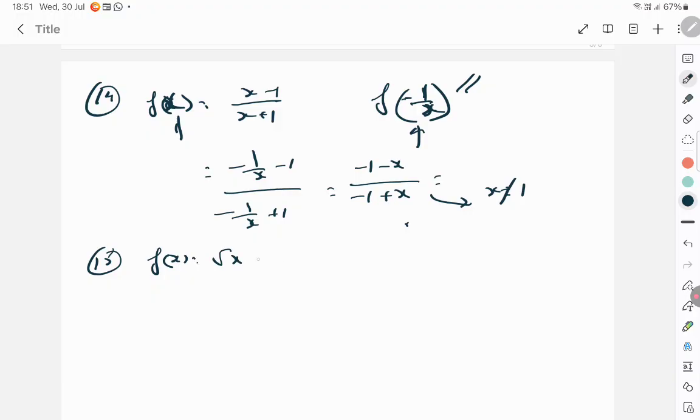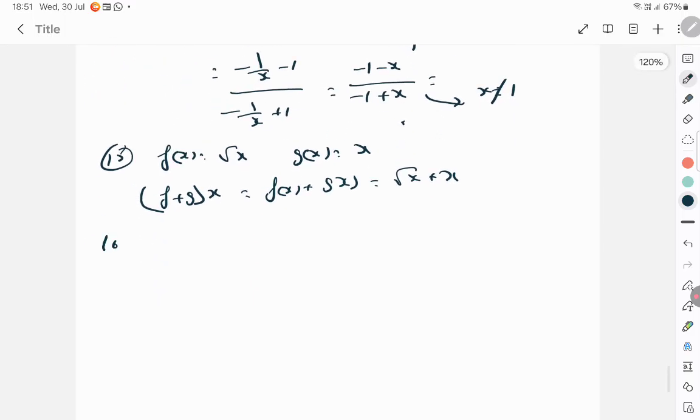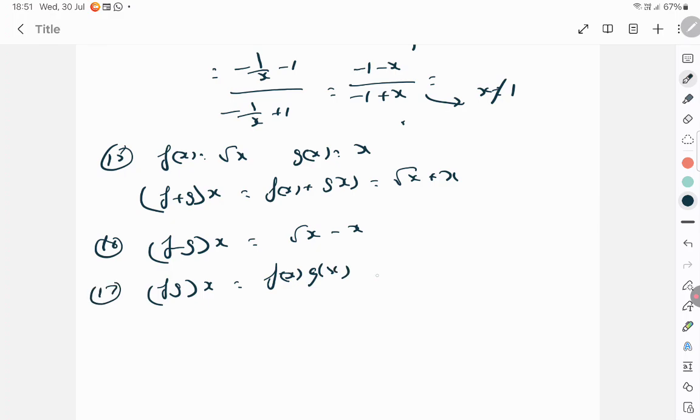F of x is equal to root x. G of x is equal to x. They're asking f plus g of x, which means you have to add f of x plus g of x, which is simply root x plus x. Simple sums like this. 16th question, f minus g of x for the same question is root x minus x. F into g of x, which is f of x into g of x. To multiply both, which is root x into x, which is nothing but x to the power 1 by 2 into x, which is x to the power 3 by 2. You know, powers will have to be added in exponents.